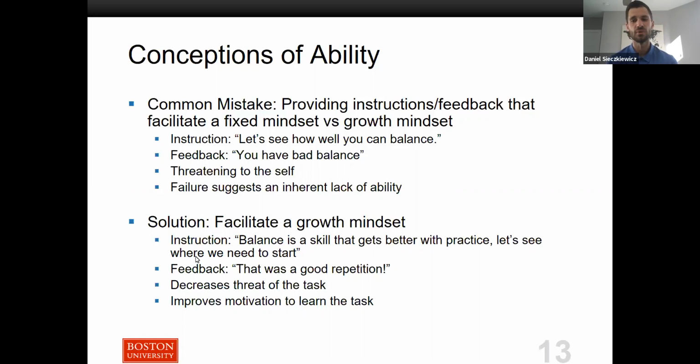Another example of just in general a fixed mindset versus a growth mindset. Oftentimes I'll hear patients with low back pain coming in with a fixed mindset saying something like, I have a bad back. And this suggests that their back is inherently bad and will always be bad. Somebody with a growth mindset might say instead, I'm having an episode of low back pain. So you can see the difference between the fixed mindset and the growth mindset. And we want to make sure that we're facilitating a growth mindset, that these things can be learned and they're not inherent.